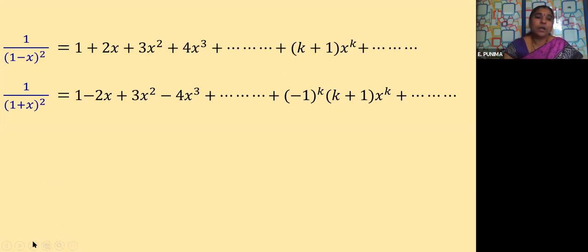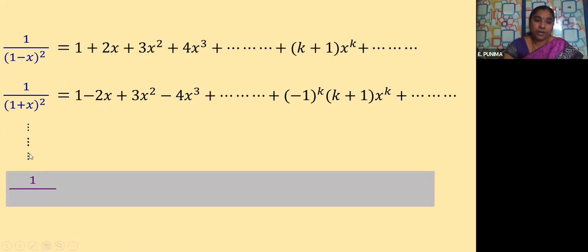Okay, children. Now, these are the 4 expansions we got. For the 4 expansions, the condition is what? Mod x is less than 1. If you go on doing like this, the power we are raising: the first two are 1 by 1 minus x, where the power is 1, and 1 by 1 plus x, where the power is 1. Second is 1 by (1 minus x) whole square, where the power is taken as 2. So like this, you go on increasing the powers, whole cube, whole to the power of 4, and so on.